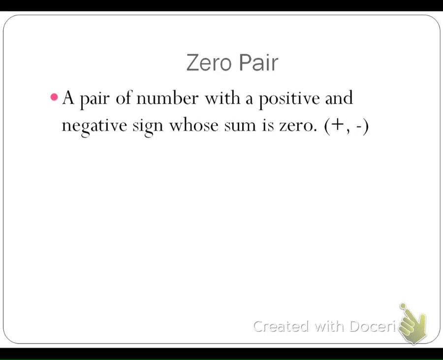Let's review again what it means to create a zero pair. A pair of numbers with a positive and negative sign whose sum is equal to 0. So here's some examples of a zero pair. Negative 9 plus 9 is equal to 0. They're the same number but opposite signs.